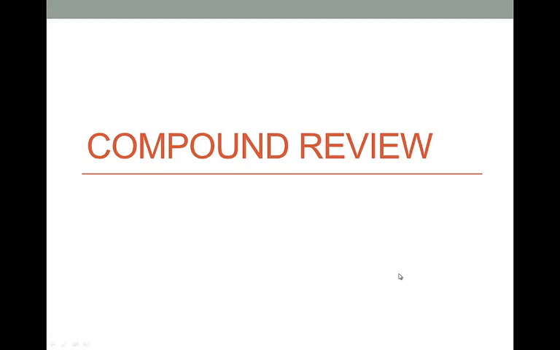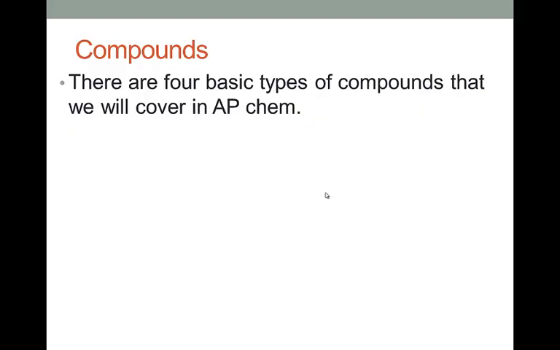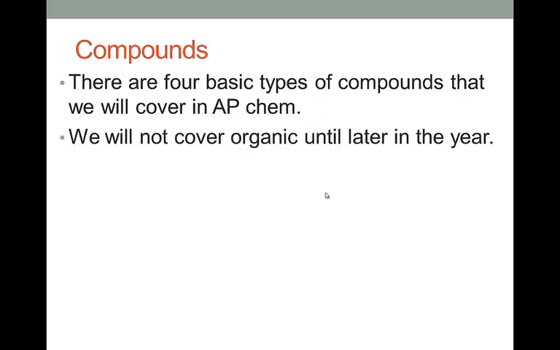We're going to do a review of simple compounds. There are 4 basic types of compounds that we will cover in AP Chem. Those compounds will include ionic, molecular, acids, and organic, but we don't have to worry about organic until later in the year. We'll do some simple organic in the beginning, but we'll leave the rest till the end.